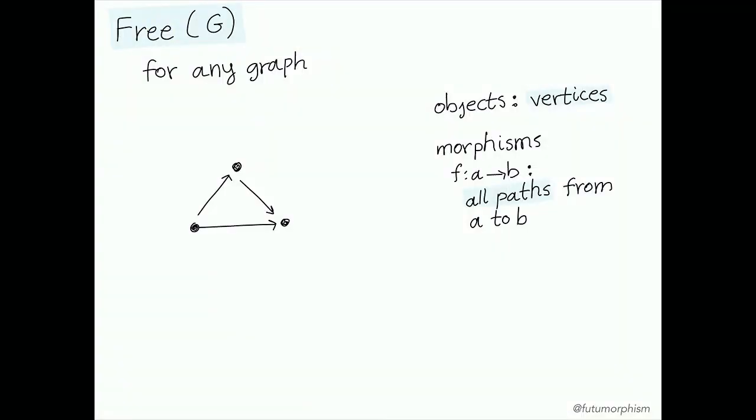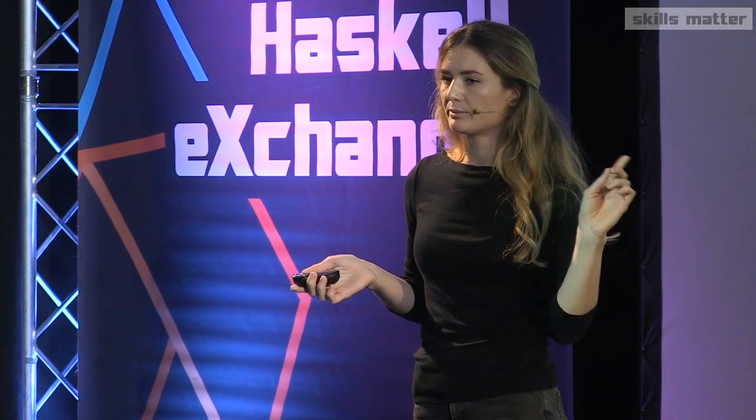And both of these 2 previous examples were graphs, and more generally for any graph, you can define a category, which is called the free category on that graph, by setting the objects to be the vertices and setting a morphism from A to B to be all the paths that you can go from A to B. So this is why our friendship example didn't work, because we set the morphism to be a direct friendship instead of a path.